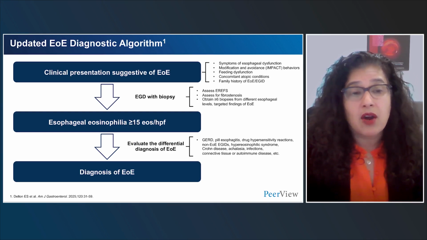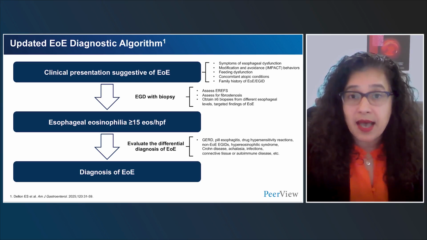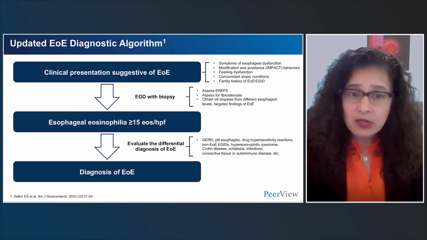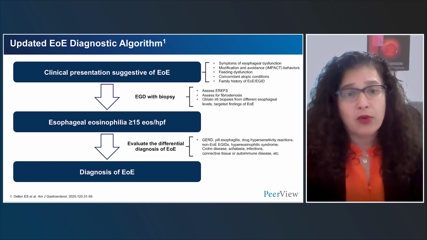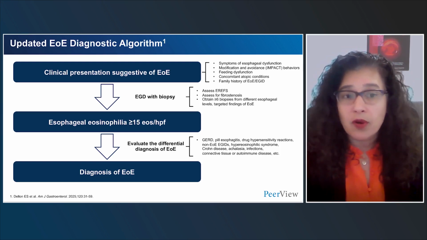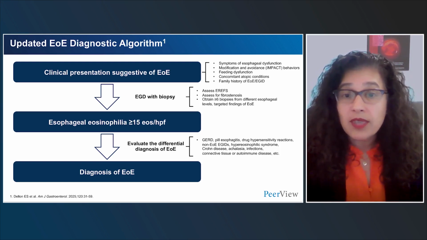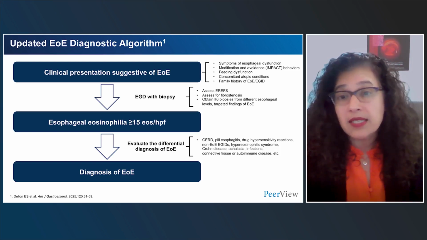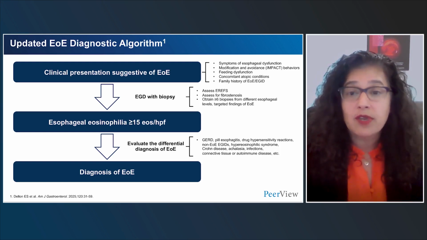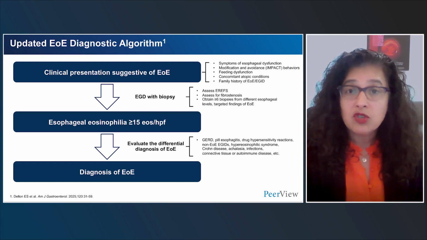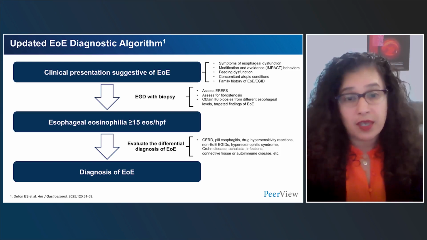Here we see our updated EoE diagnostic algorithm from the recent ACG guidelines. And I'll just walk you through this algorithm. So initially, you're going to look for that clinical presentation suggestive of EoE. Do patients have symptoms of esophageal dysfunction, any modification and avoidance behaviors based on that impact score? Could they have feeding dysfunction, concomitant atopic conditions, or a family history of EoE or AGIT? All those should raise our suspicion of EoE.